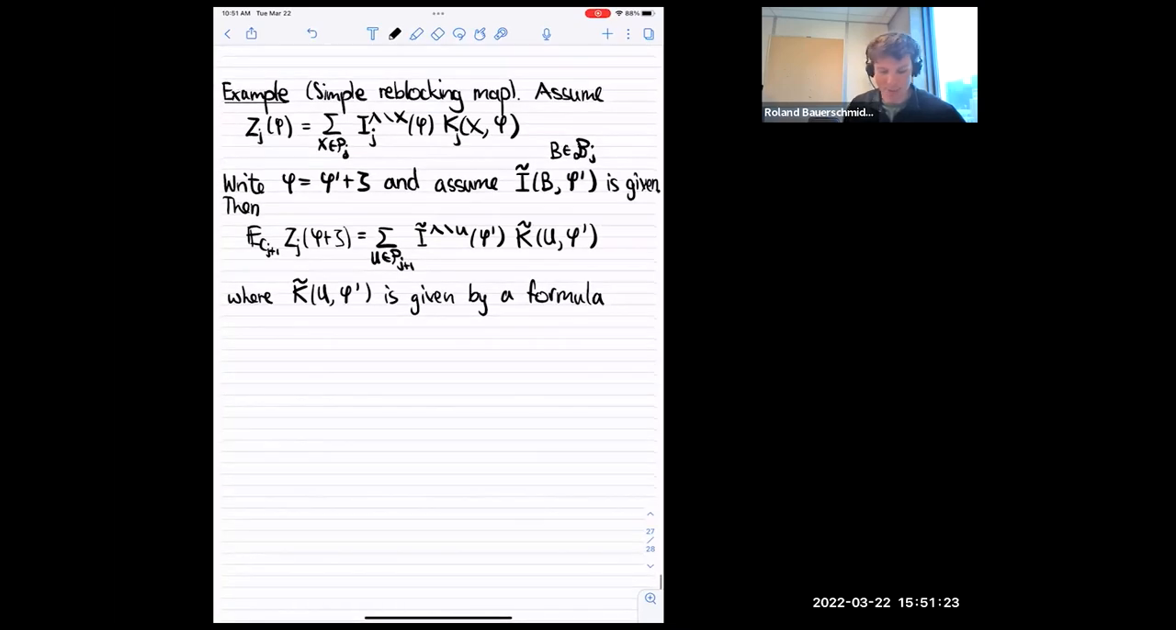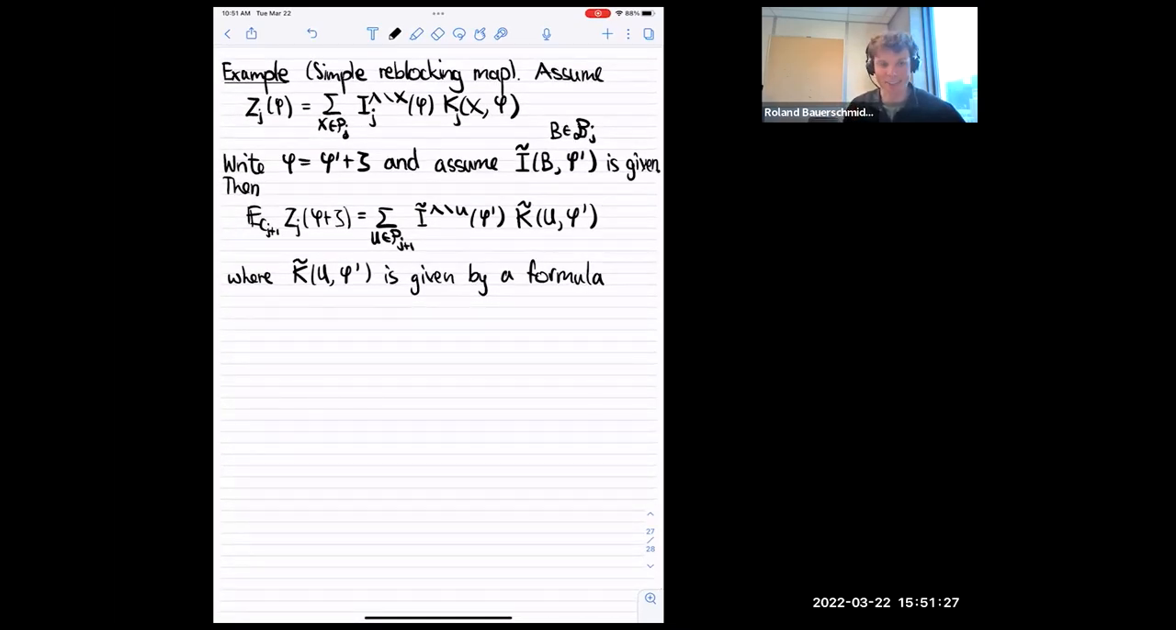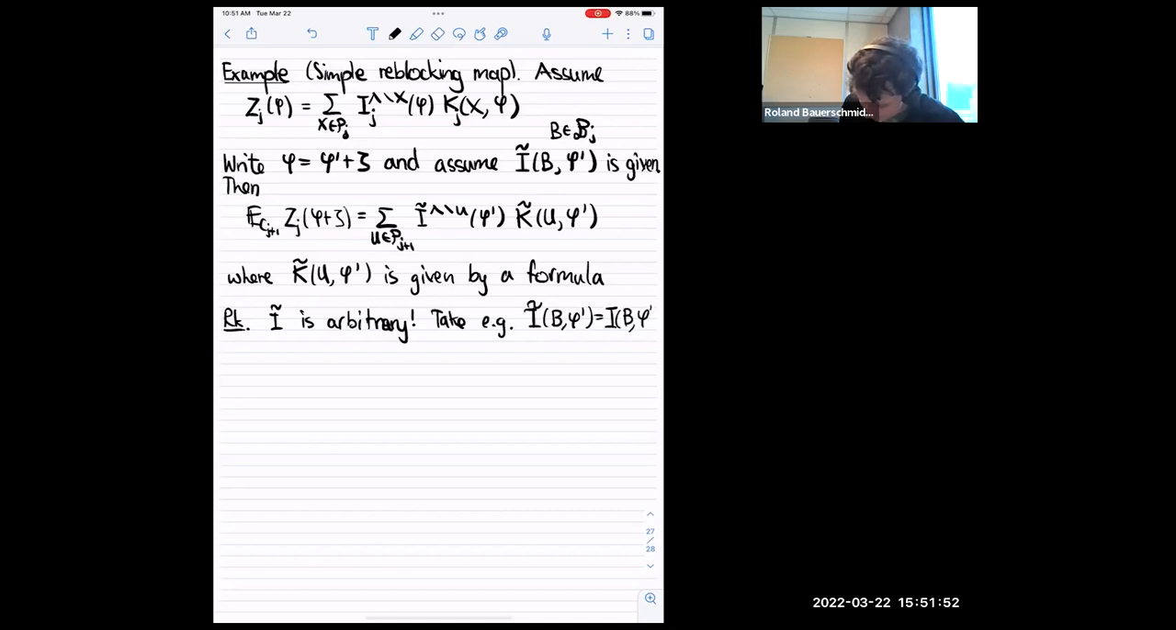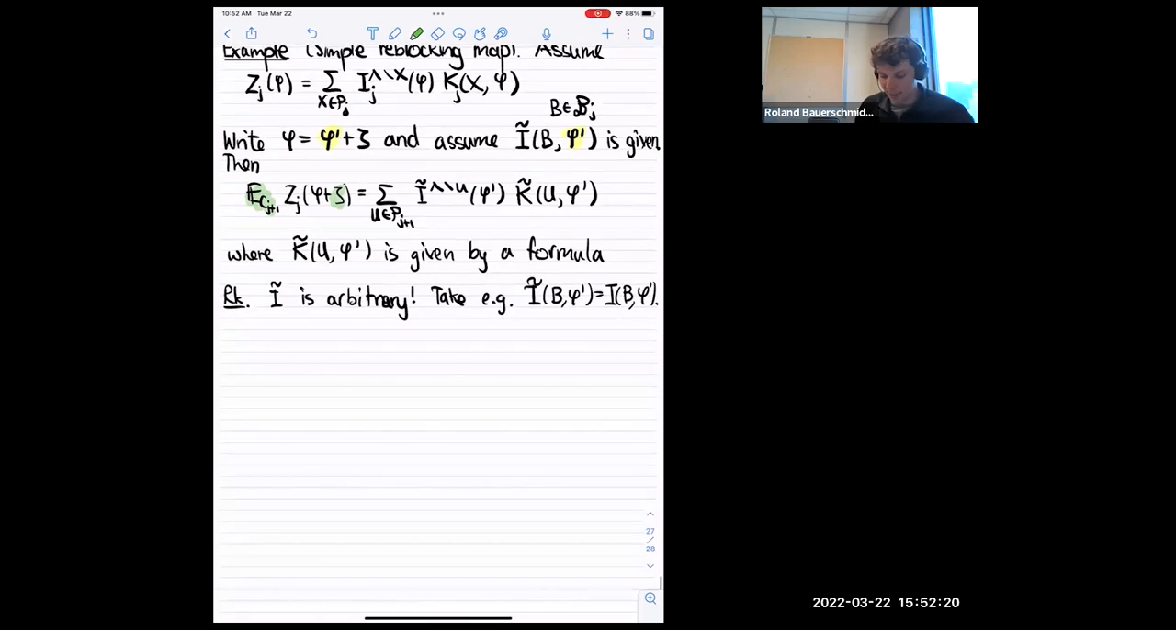Does this make sense? Or make sense is maybe the wrong word, but is this clear? So remark, I tilde is arbitrary. So take, for example, I tilde of B, phi prime to be I. The point is this I tilde only depends on the next scale field phi prime, right? We have the field phi, which is decomposed as phi prime plus zeta. We're integrating over zeta. And the right-hand side only depends on this phi prime. And we can put anything for this I tilde for now.